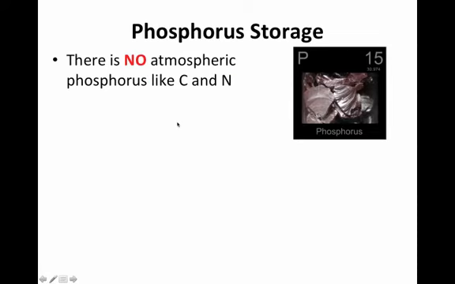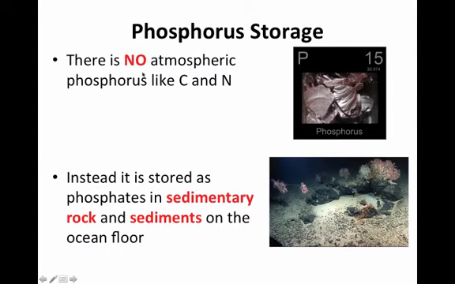bones. So in looking at phosphorus storage, just like we looked at carbon sinks and nitrogen stores, it's important to note here that there is no atmospheric phosphorus like we saw with carbon and nitrogen. Instead, we're looking at these stores of phosphates, not phosphorus, and I'm going to explain what this means in a little bit, of phosphates in sedimentary rock and sediments on the ocean floor. This is our largest store of phosphorus.